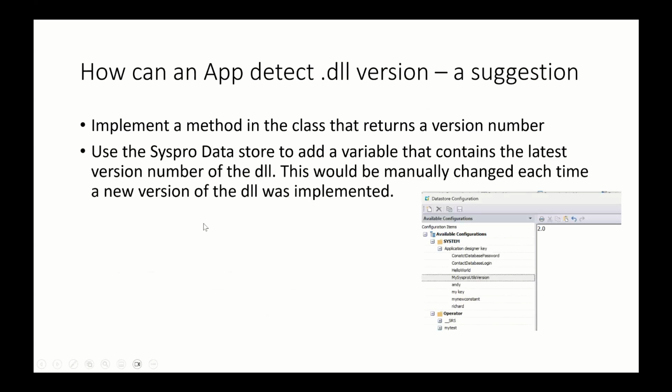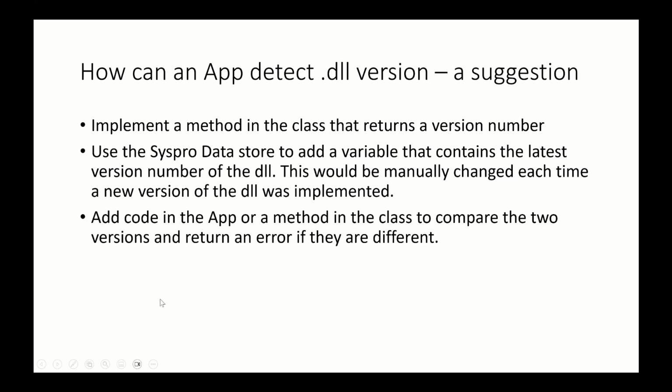You could use the Syspro data store to store a variable that contains the latest version that you're expecting on that machine. In this case, I've made a variable called my Syspro utils here, and I've set it to version 2.0. You could add code in the app, or you could have a method in the class to compare the two versions and return an error if they're different.